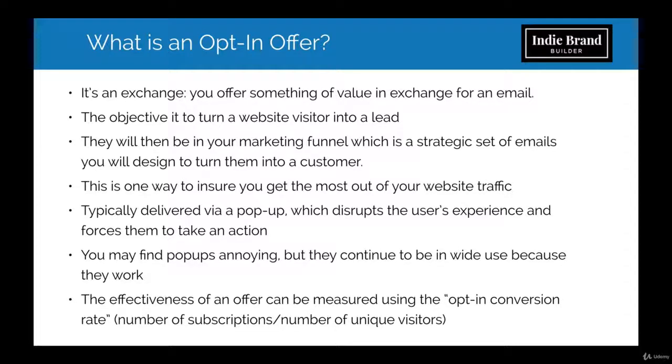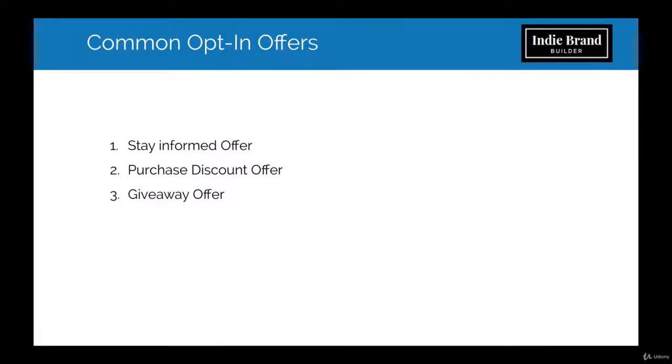Now, you may find these pop-ups annoying when you encounter them on other people's sites, but they continue to be in wide use simply because they are highly effective. They work. The effectiveness of an offer is measured using what we call the opt-in conversion rate: the number of subscriptions or opt-ins that you get divided by the number of unique visitors. So let's talk about three common opt-in offers. There's the stay informed offer, the purchase discount offer, and the giveaway offer. I'm going to go into each one of these in more detail.